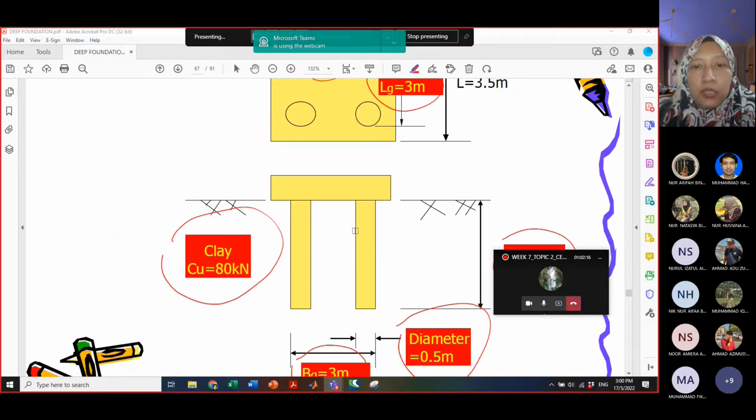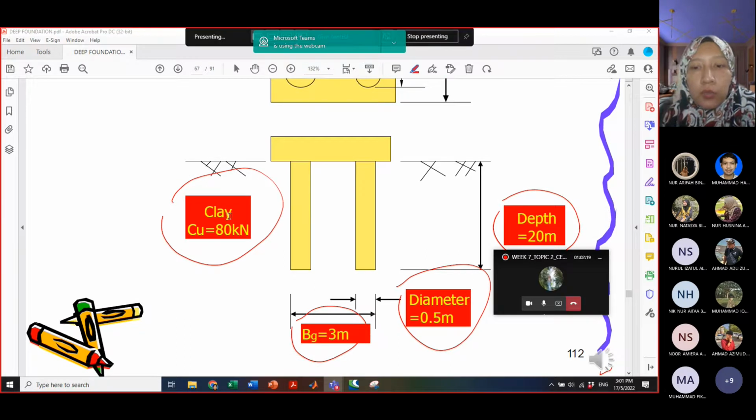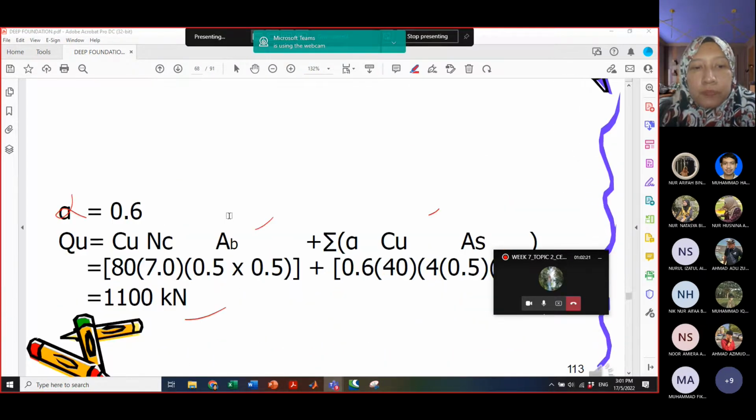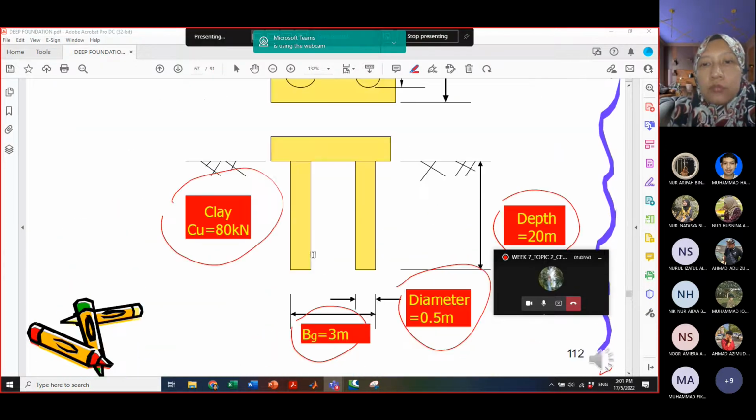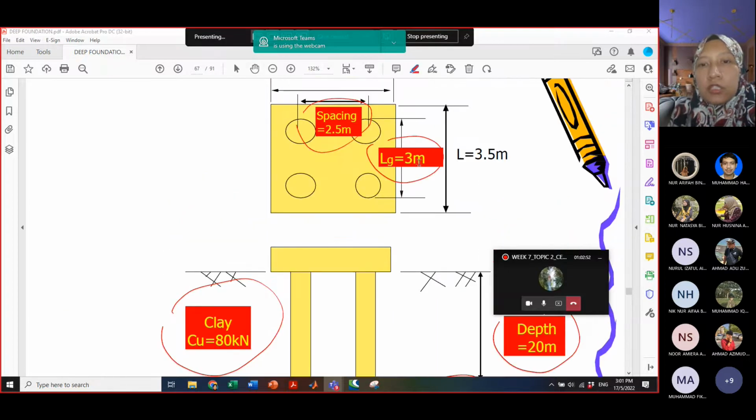Yang ni pile ni dia berada dalam single clay lah. So it doesn't more problem for you to estimate the QU. Okay, untuk calculate ultimate bearing capacity of the group pile, the embedment depth D is 20 meter, NC is 7.0. So macam mana dia boleh dapat BG sama dengan 3.0 meter? So this is how it says that. The S, spacing between pile, is 2.5, campur dengan the B node is 0.5. So B node ni dia dapat dari mana?